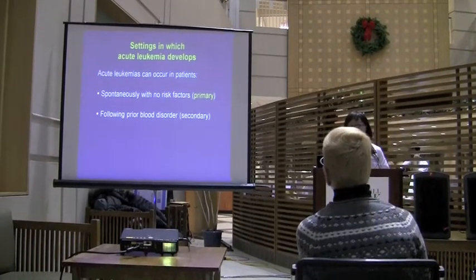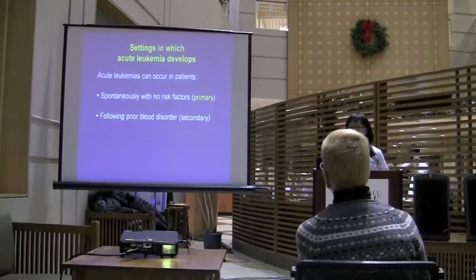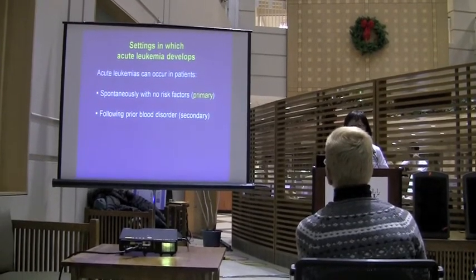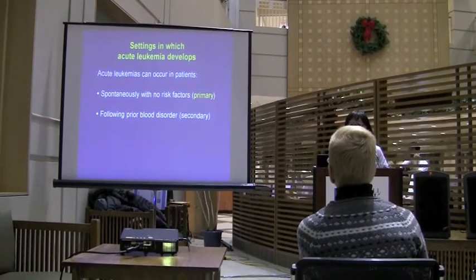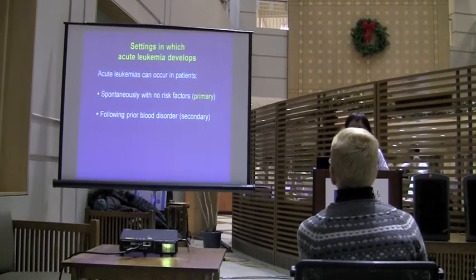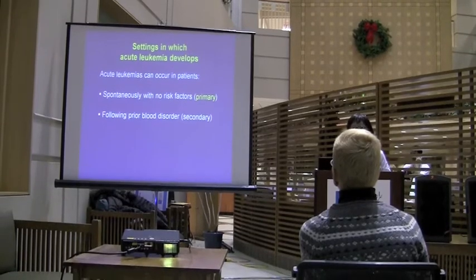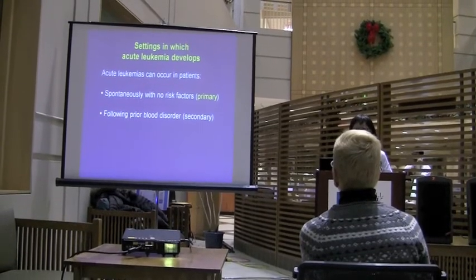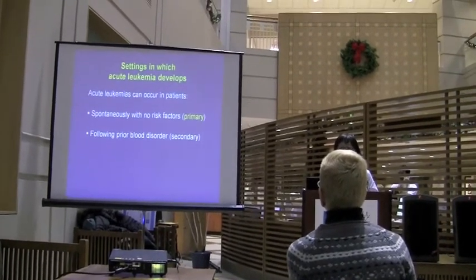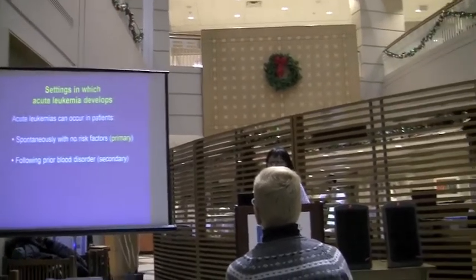We also have patients that have something wrong with their bone marrow or their blood system for many, many years. And over time, those particular disorders can become leukemic because the bone marrow gets more and more damaged. Those patients, we decide, are called secondary leukemias, that they have a first problem and then they develop a second leukemia.